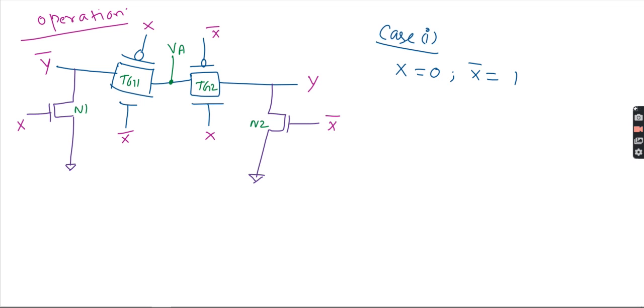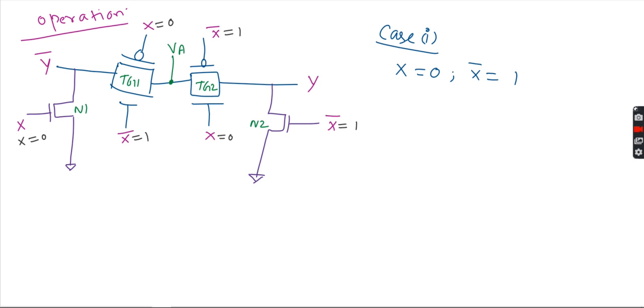Let me say here x is equal to 0, then x bar will be equal to 1. x is equal to 0, x bar will be equal to 1. Okay, so now what's happening here?